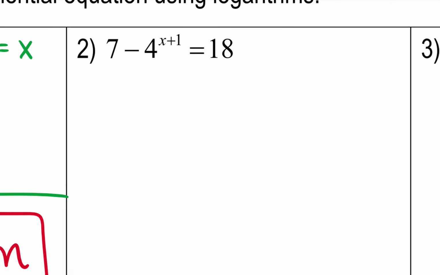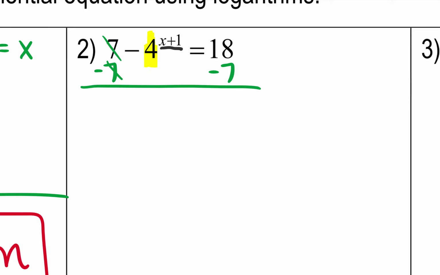All right, let's look at number 2. Identify the base. The base is 4, right? So here's my base. My exponent is x plus 1. Those two I have to leave alone. I need everything else around that to go away to the other side. So this 7, let's subtract 7. I've got to move that first. That gives me negative 4 to the x plus 1, and then 18 minus 7 is 11.